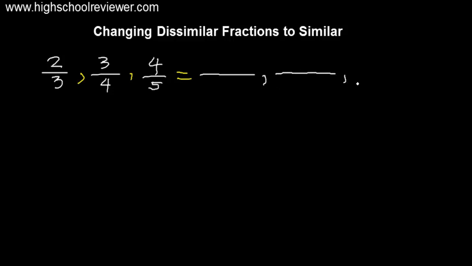Changing dissimilar fractions to similar. Our given problem, we have 2 over 3, 3 over 4, and 4 over 5. First, we are going to get their lowest common denominator, or the LCD. Their LCD is also the LCM of all the denominators. Now the LCM of 3, 4, and 5 is 60. We will put here 60 as the lowest common denominator.